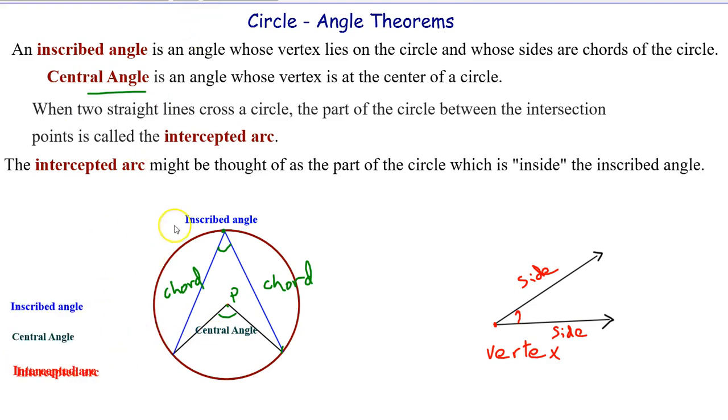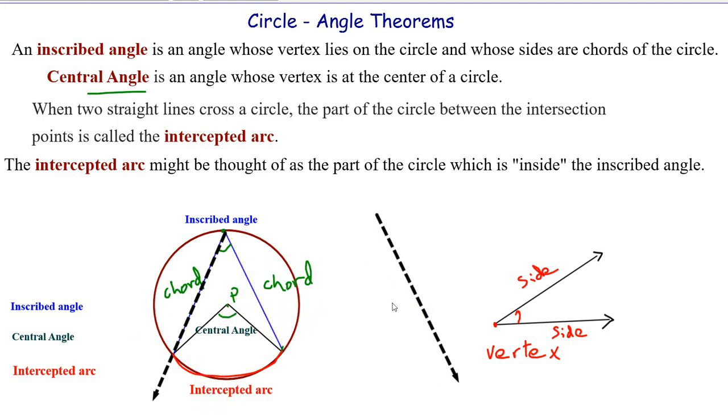And the intercepted arc. When two straight lines cross a circle, the part of the circle between the intersection points is called the intercepted arc. The intercepted arc might be thought of as the part of a circle which is inside the inscribed angle. So here we have the inscribed angle, this one, with one side and the other side. Here I have taken a ray for our understanding, and this region, that arc of the circle which is inside this inscribed angle, is called the intercepted arc. Here this is the intercepted arc.